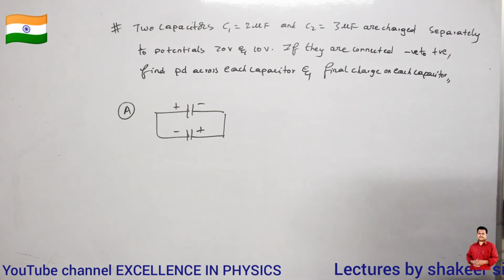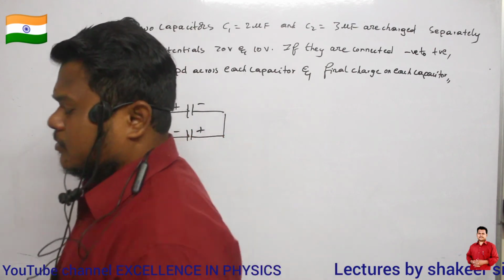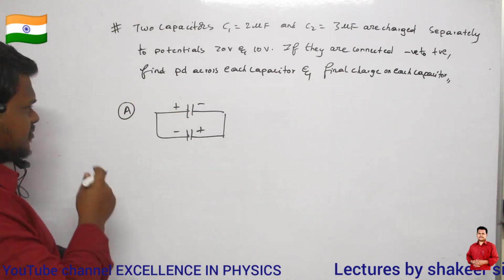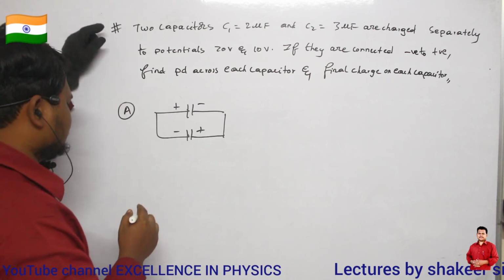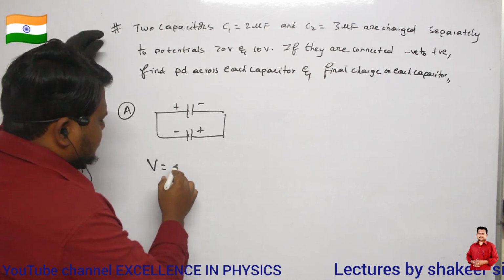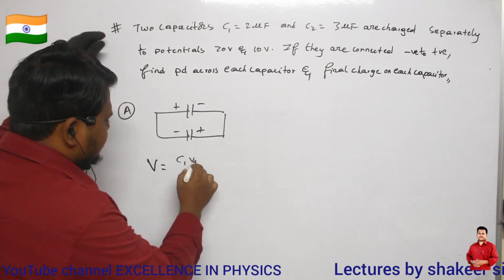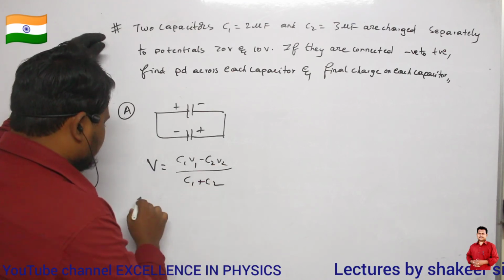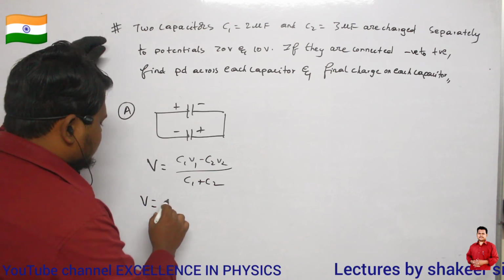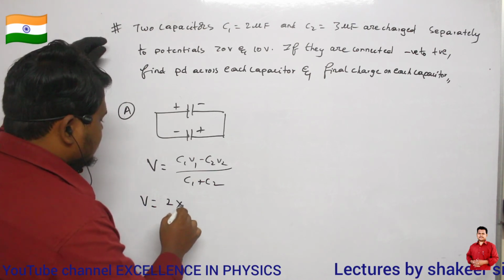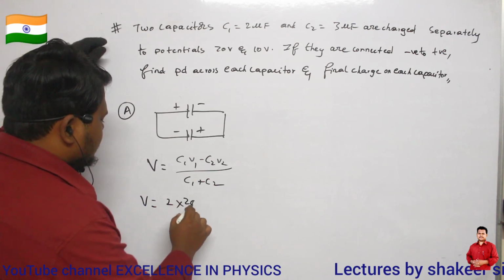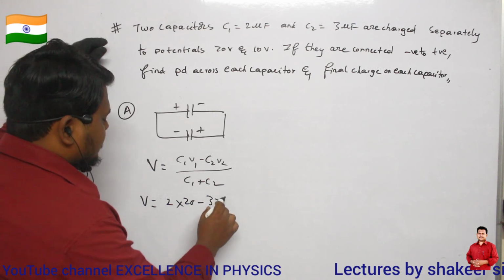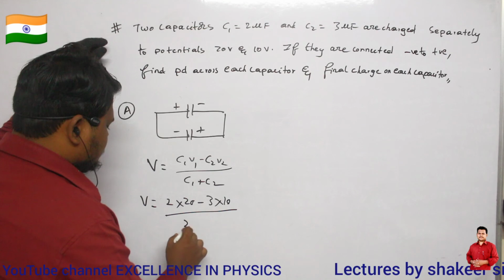Come on, try to say the answer. The negative plate is connected to the positive plate. Then what is the potential difference across each capacitor? Already we have calculated, no? So the final potential difference will be C1 V1 minus C2 V2 divided by C1 plus C2. Clear, no? So the initial capacitance is 2 into the initial potential, which is how much? 20. So minus 3 into the potential of the second one, 10, divided by 2 plus 3.